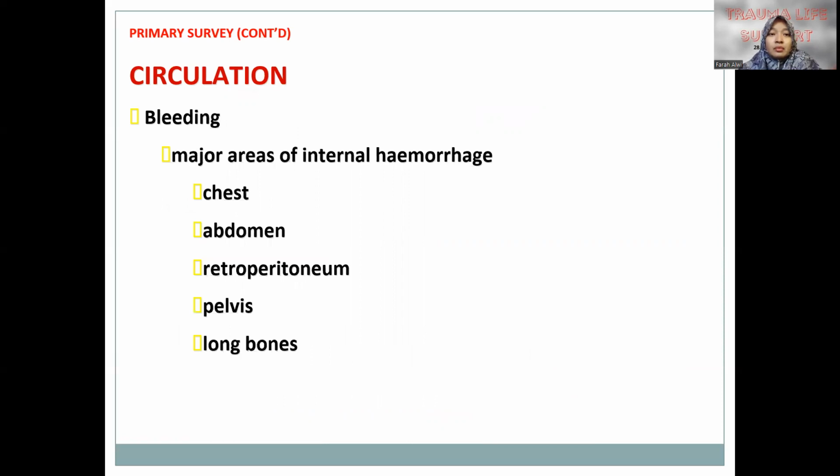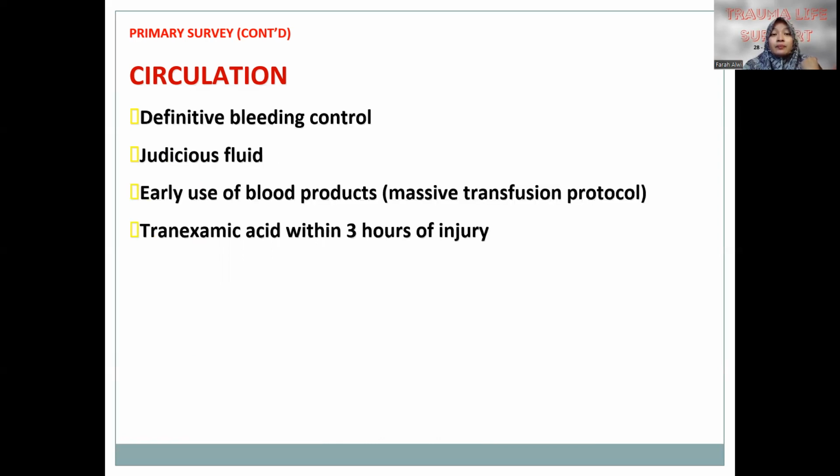All right. Major bleeding internally will be in your chest, your abdomen, your peritoneum, your pelvis, and your long bones. When you have stopped the bleeding externally, then we look for the bleeding internally. So these are the places where you can look for internal bleeding. All right, so how to stop the bleeding?